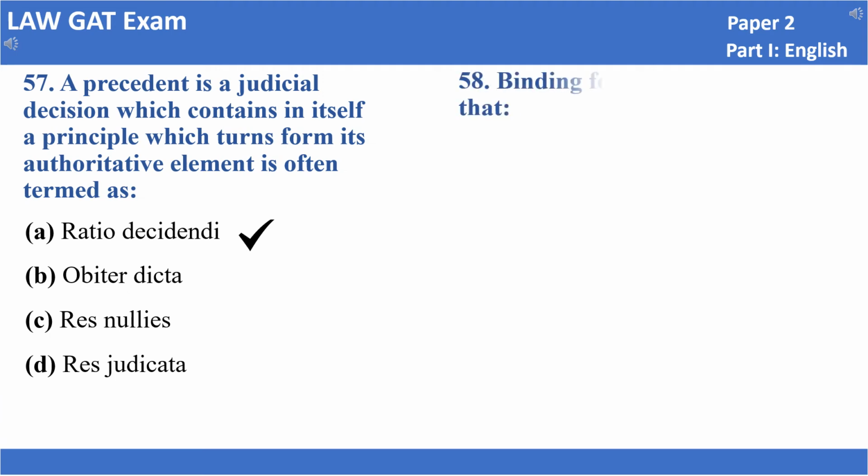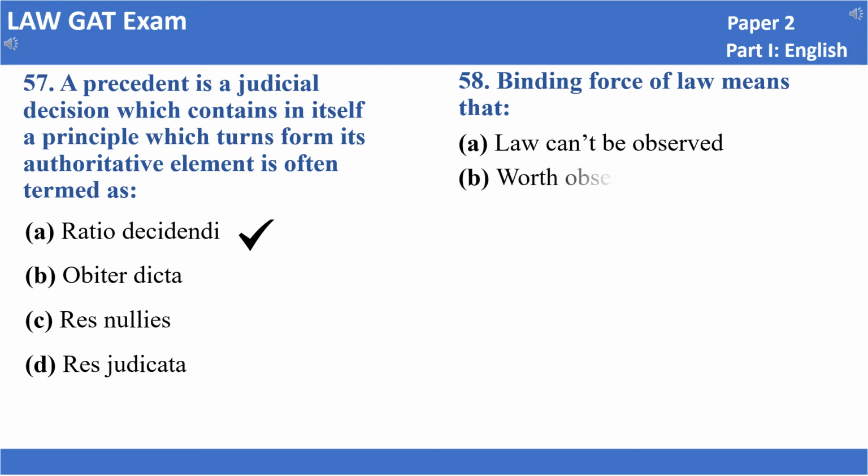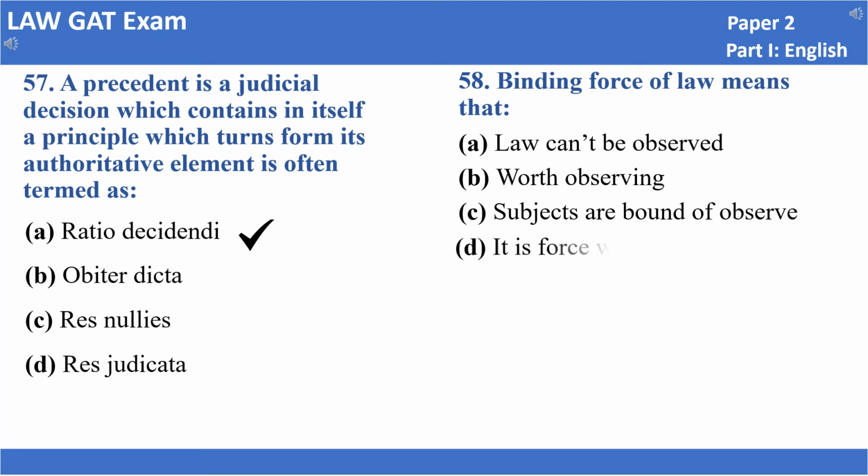Binding force of law means that option A, law can be observed, option B, worth observing, option C, subjects are bound to observe, or is it option D, it is force which restrains the laws? The correct answer is option C, subjects are bound to observe.